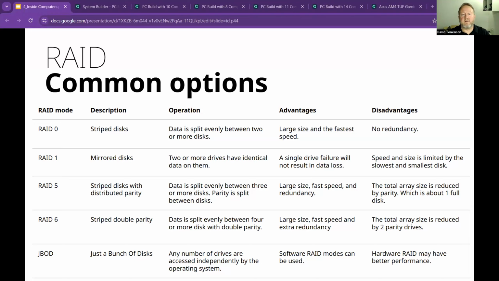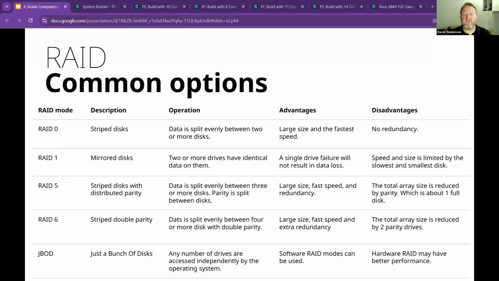The benefit of that is that if one of them fails, the system carries on. So that's a toss-up between speed with RAID 0, which is striped, or redundancy with RAID 1, which will handle a failure.